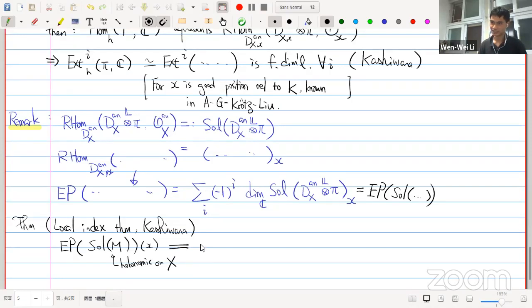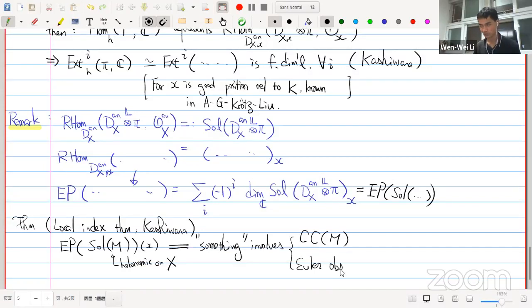Sorry, I haven't prepared for this part. It involves the characteristic cycle of N. This even makes sense if N is a regular holonomic complex, not just a single module. And also some geometric, topological input, in fact, something called Euler obstructions of this characteristic cycle.